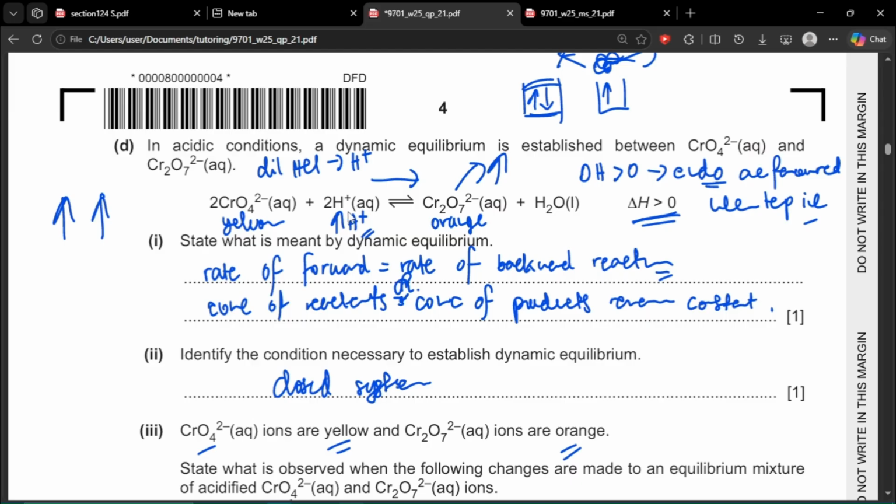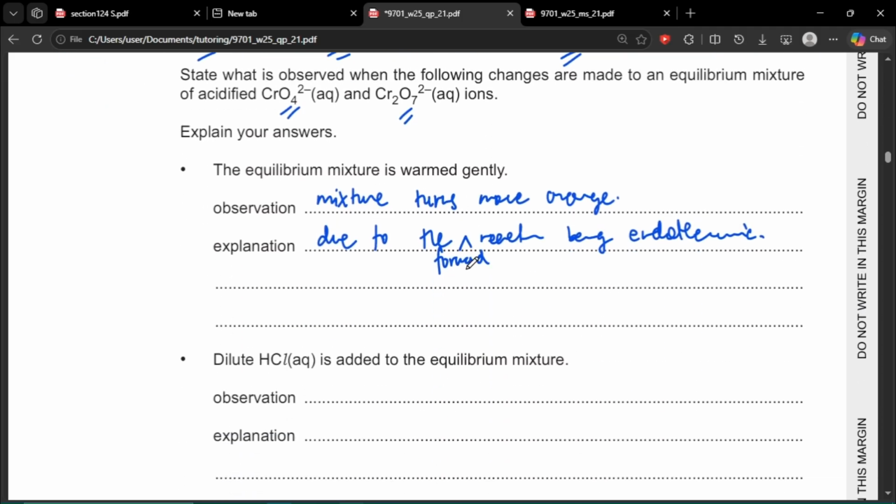Now, let's say you increase the concentration of one of the reactants. What's going to happen? The forward reaction is going to increase to compensate for the extra amount of reactants being added. They already told us that they add dilute H plus ions into the reaction. This forces the equilibrium to shift to the right, to produce more of the dichromate ions to compensate for the extra H plus ions present. This is pretty straightforward. I don't think I have to explain it further.